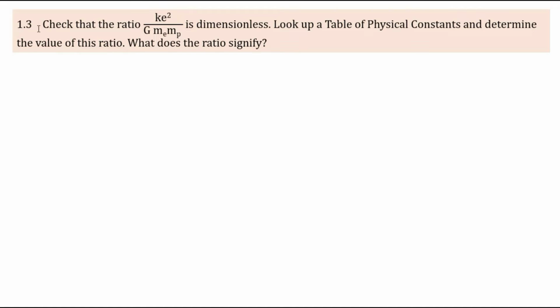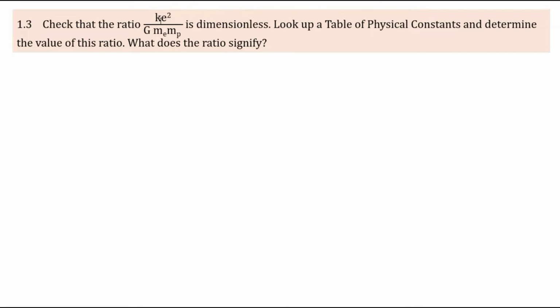Example 1.3. Check that the ratio Ke square upon GMeMp is dimensionless. Look up a table of physical constants and determine the value of this ratio. What does the ratio signify? So in this example, first of all we have to find out whether the given ratio is dimensionless or not. And then by substituting the values, we have to find out the final value of the given ratio.